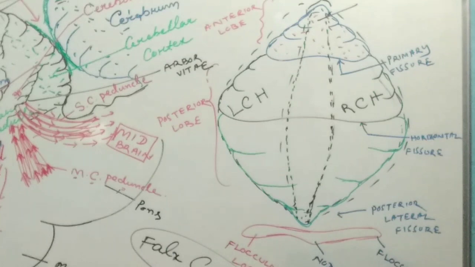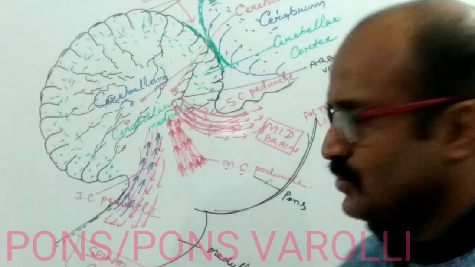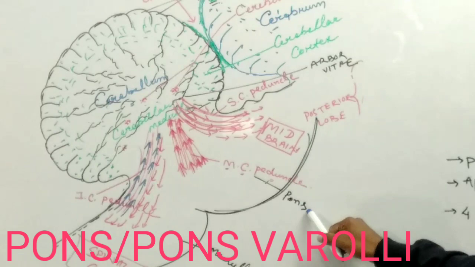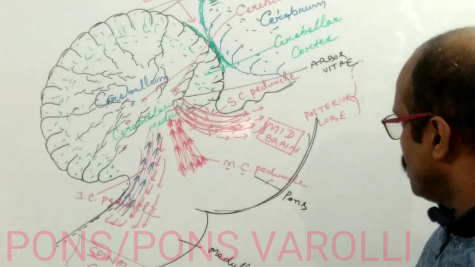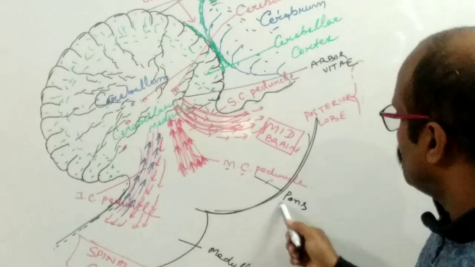Now come to another part of the hindbrain. This is the pons, or the pons Varolii. The pons Varolii is present superior to the medulla oblongata, inferior to the cerebrum, and also anterior to the cerebrum.